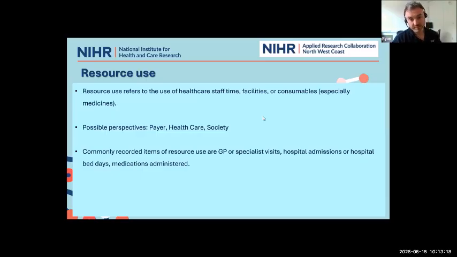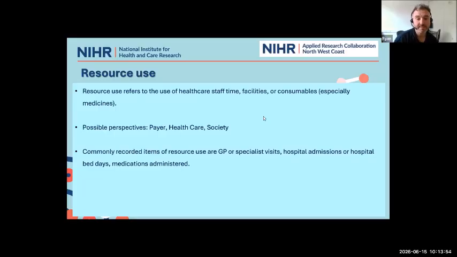Commonly recorded items of resource use: GP or specialist visits, hospital admissions. When we take hospital admissions, we commonly look at ICD-10 codes and different bundles of costs, which might be diagnostic related groups you've heard of before. So you can be admitted with something simple like atrial fibrillation, and that'll have a certain cost associated with it broadly, or a much more complicated surgical admission, for example.